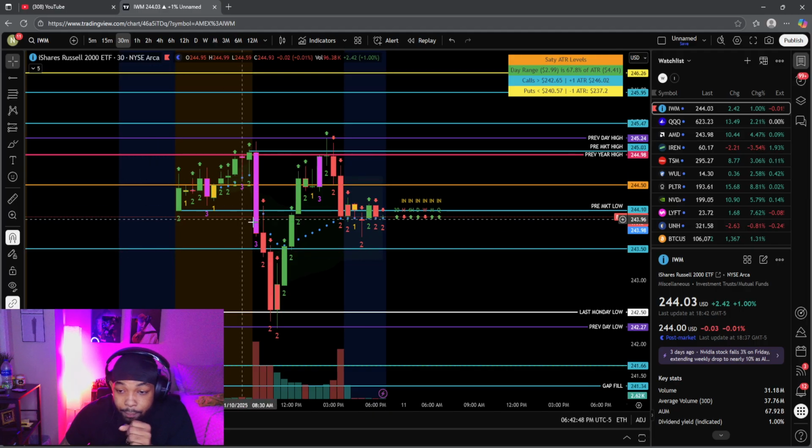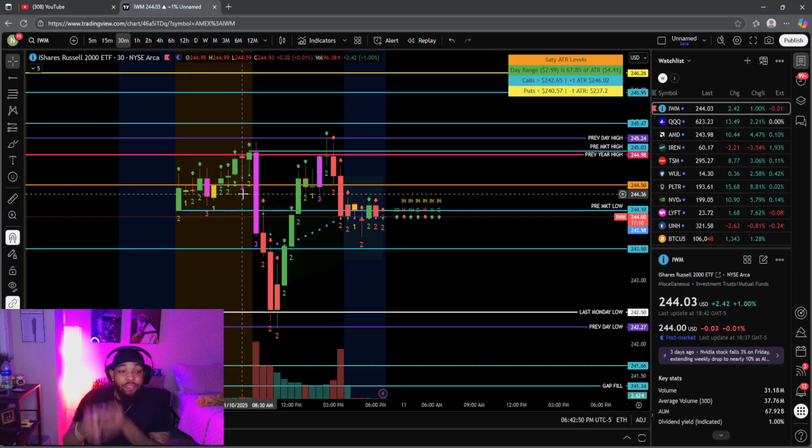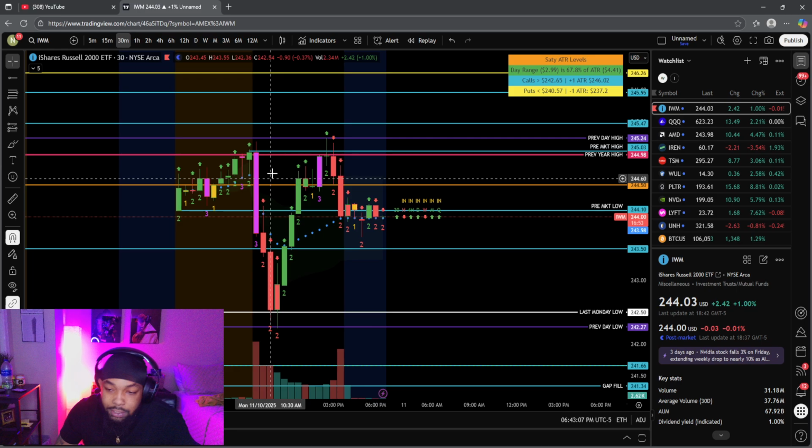Cool. So I plotted those out, and at that point in the day, I came up with my analysis for the day. I know what I'm trading. All I'm doing at that point is waiting for my entry to be hit. I'm waiting for my entry to be approached on a time frame. Cool.